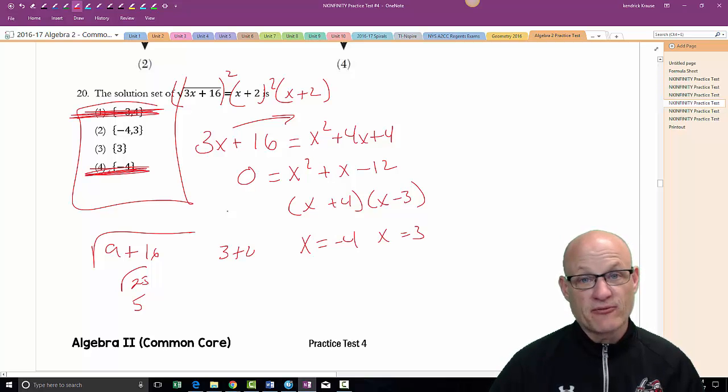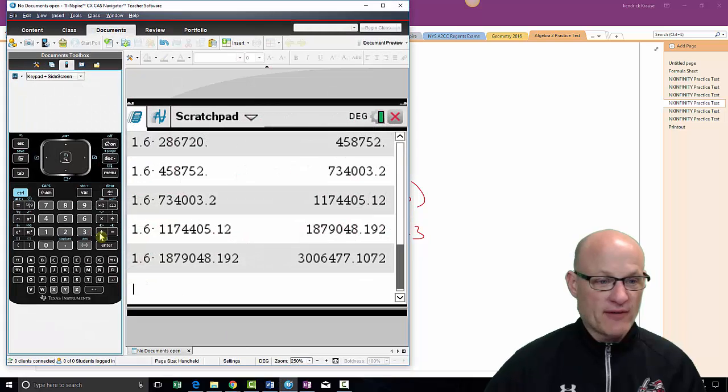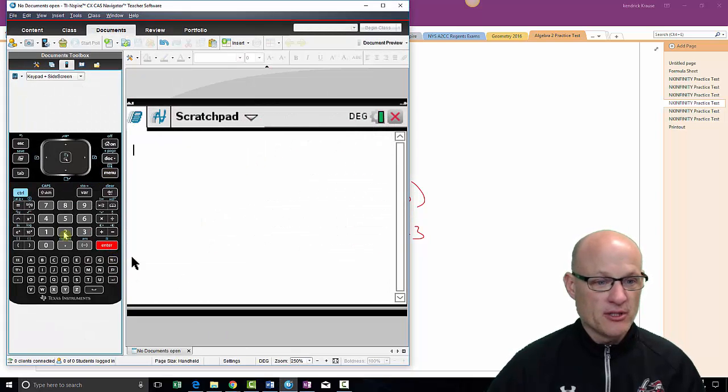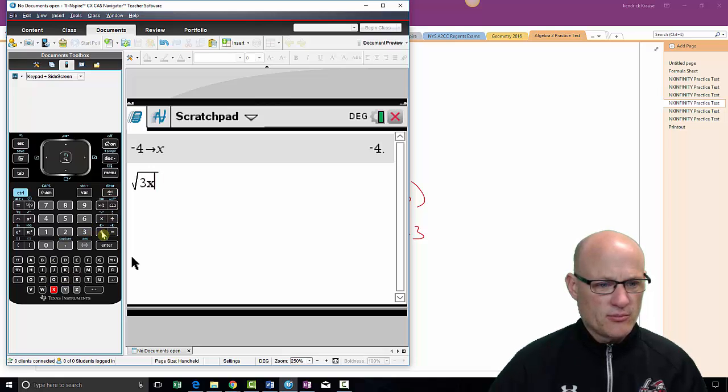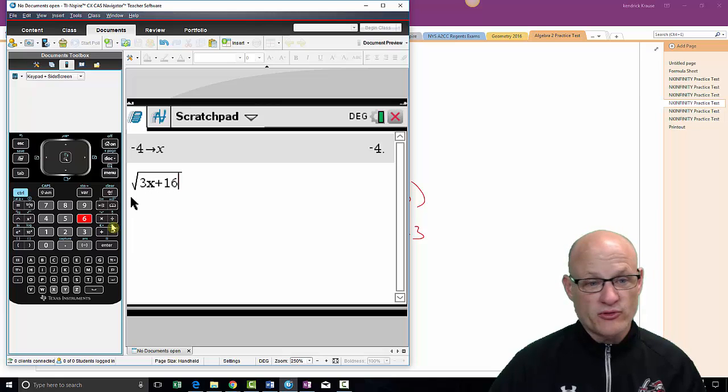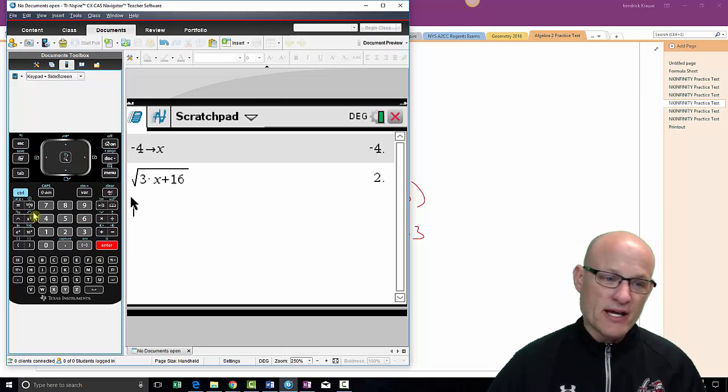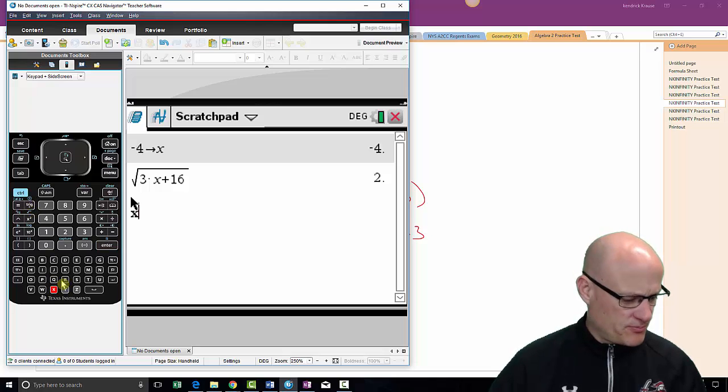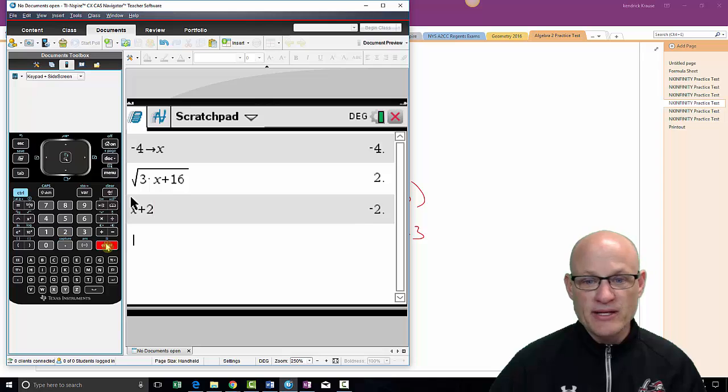Now I just have to check to see if negative 4 works. I would definitely do this on your calculator. I don't know why I was doing it on paper. You're going to find out this one doesn't work. Negative 4, control var x. Type in the left side: the square root of 3x plus 16. Now that's really the square root of 4, which is just 2. But if I plug in the other side, x plus 2, this is going to be negative 2, and that's not going to work.